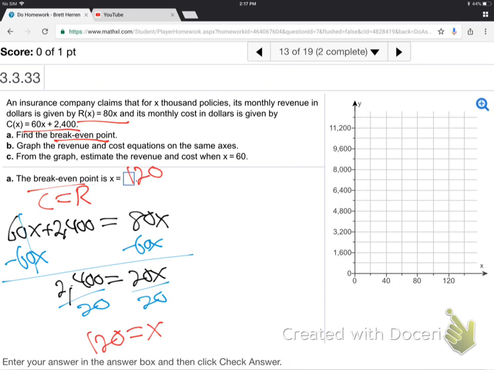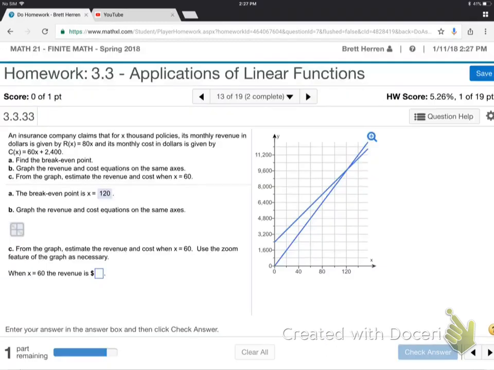So I'll show you how to do the clicker thing. Let's first do it by hand, and then I'll show you on the actual MathXL clicker thing. To graph both of these, one at a time, I don't know which one they want first. Let's go back, and we'll flash back and forth. All right, so here it is.